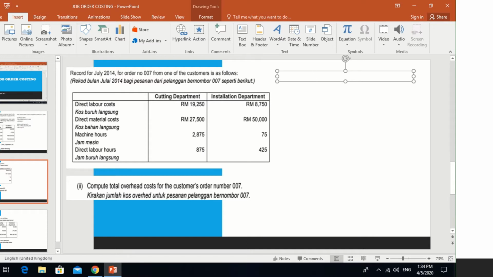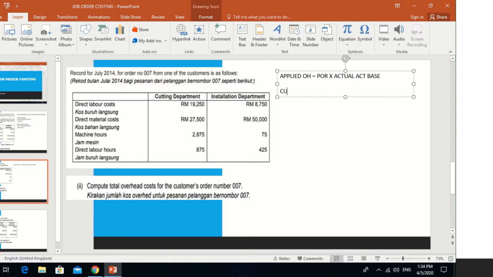Okay, so applied overhead cost. The formula is POR yang kita dapat daripada soalan yang pertama tadi multiply by actual activity base. So this is the formula to get the applied overhead. POR multiplied by actual activity base.